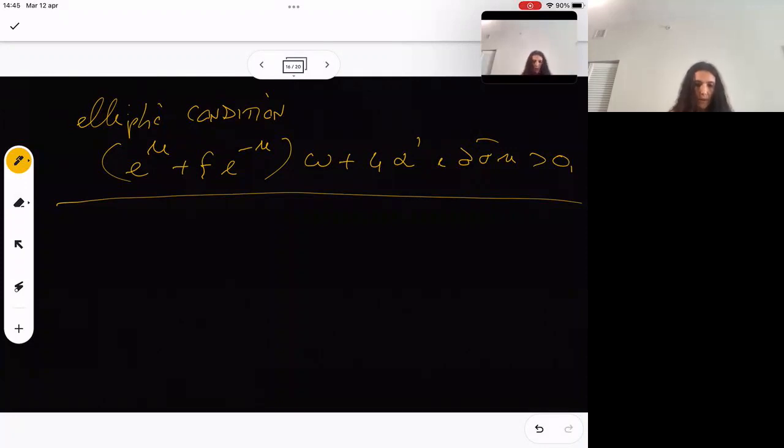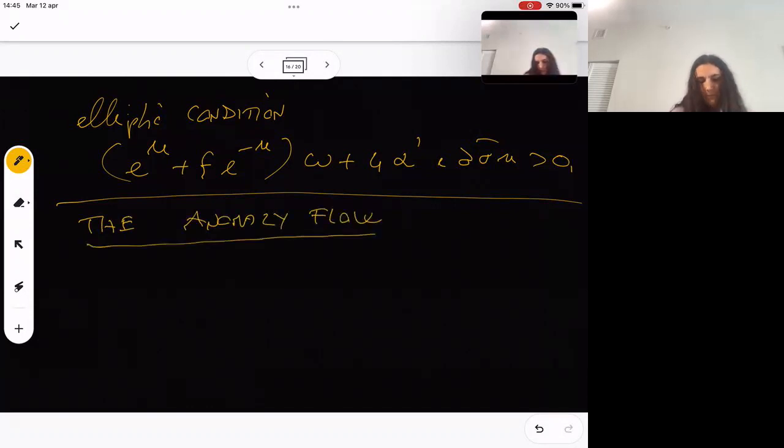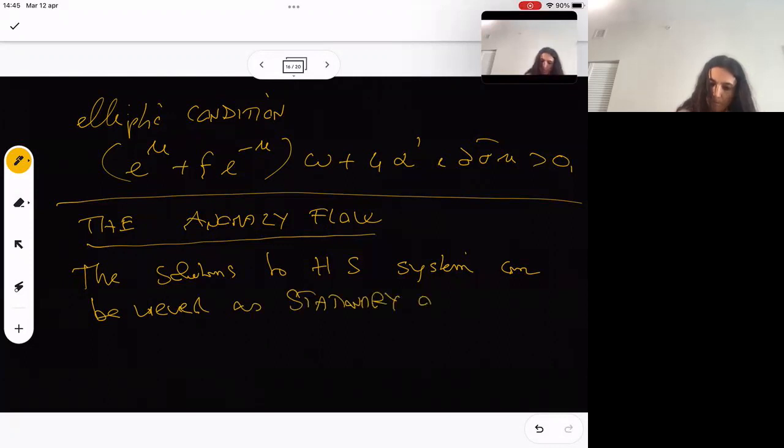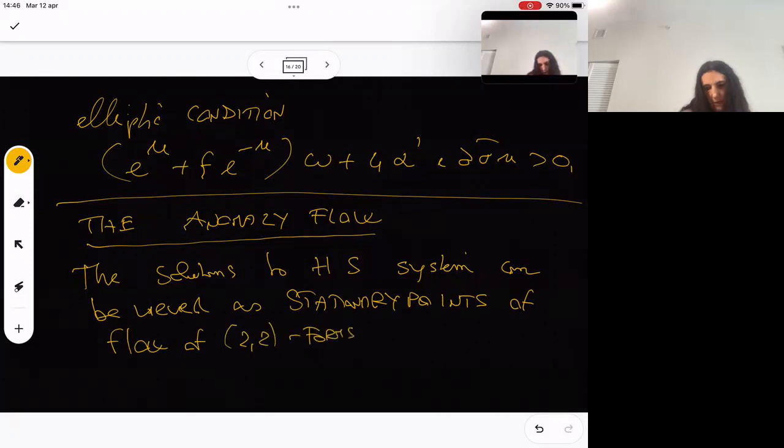Before going on to the construction, since the seminar is about flows, I just want to link a little this Fu-Yau solution and also the solution of the Hull-Strominger system with a flow, what is called the anomaly flow. I just want to say that the solution to the Hull-Strominger system can be viewed as a stationary point of, let's say, a flow of two-forms. You have to think that you are considering omega squared instead of omega, and this is called the anomaly flow.